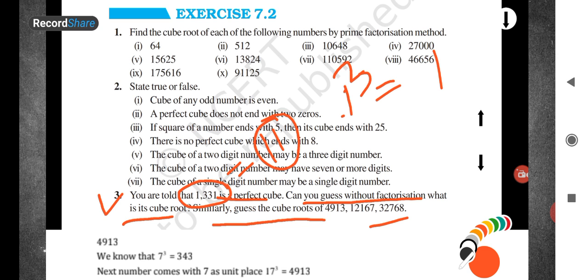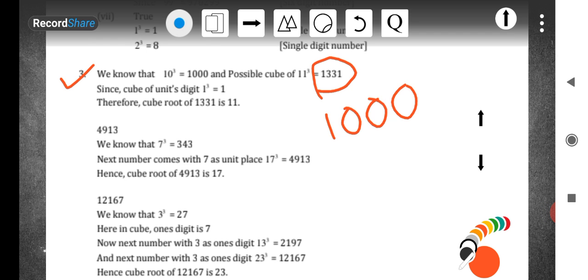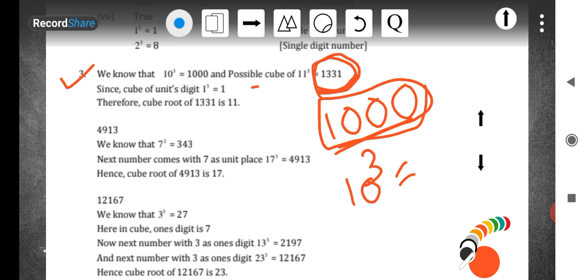So let me check. Now we know that the number is more than 1000, isn't it? 1000 is whose cube? We know 10 cube is 1000. So this is 1331. That means more than 1000. So the possible cube will be what? 11, isn't it? More than 1000, and the last digit is 1. That means the number will also end with 1.